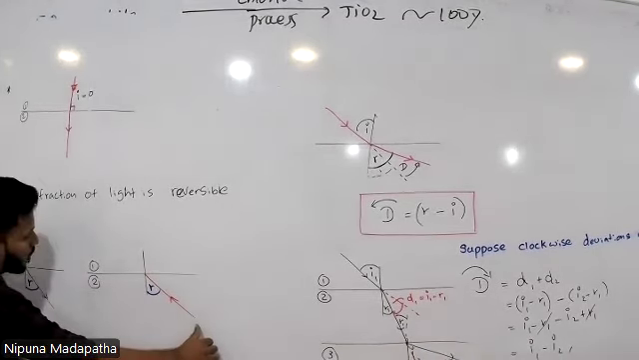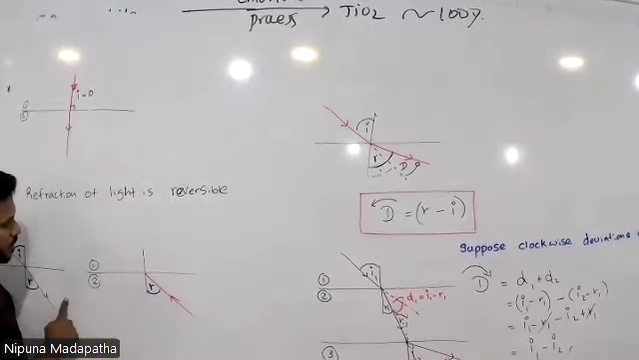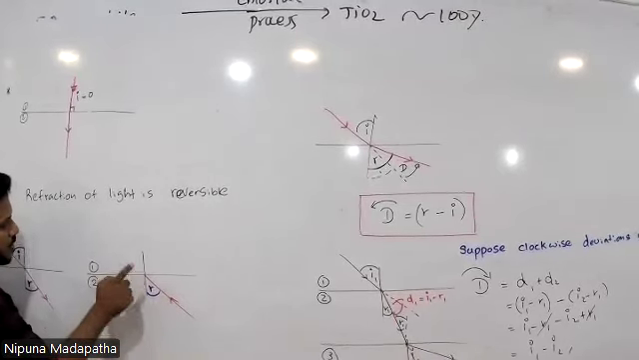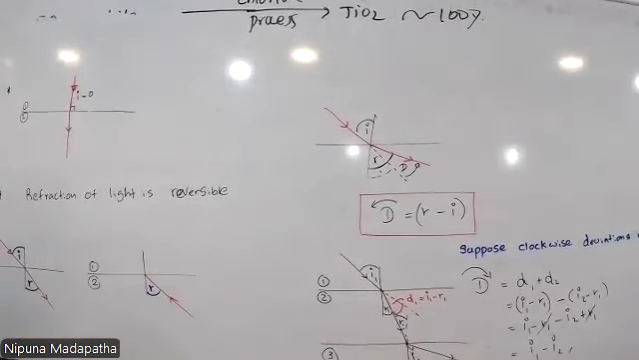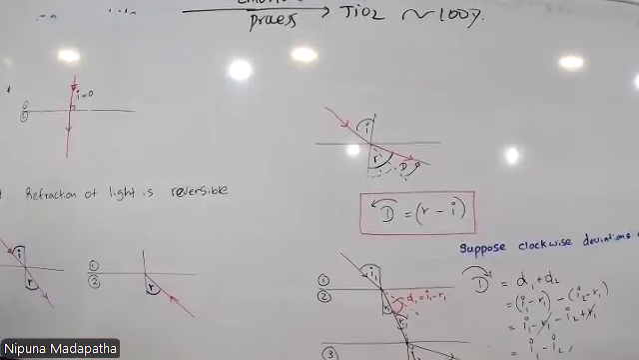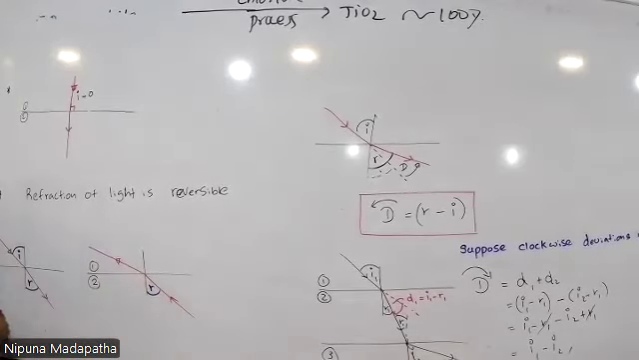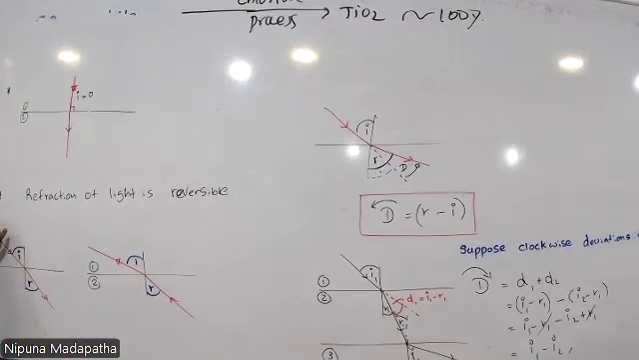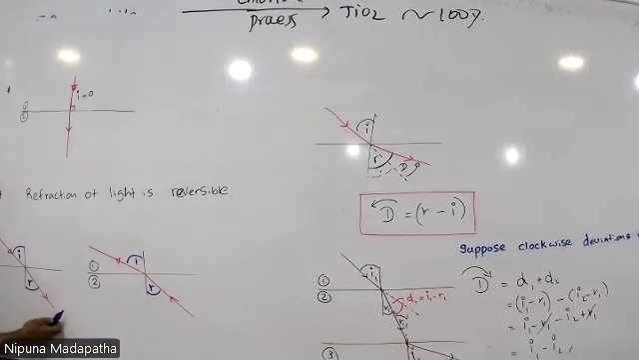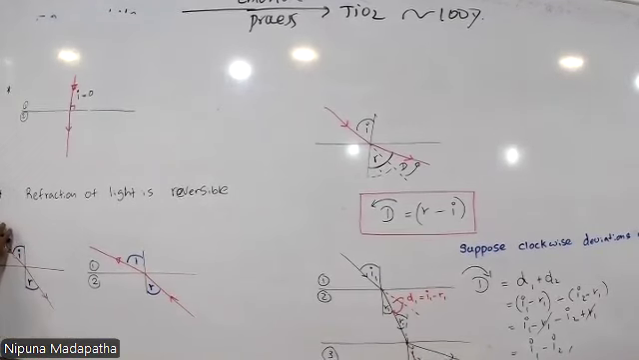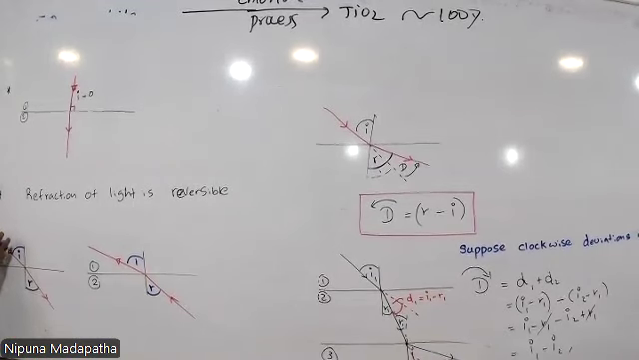If the incident angle at the second media is R, what is the angle of refraction at the first media? It should be I, because refraction of light is reversible. Reversible means if a light ray comes this way and goes this way, when you refract it, it takes the same path in the opposite direction. Incident angle R, refracted angle I. That is why refraction of light is reversible.